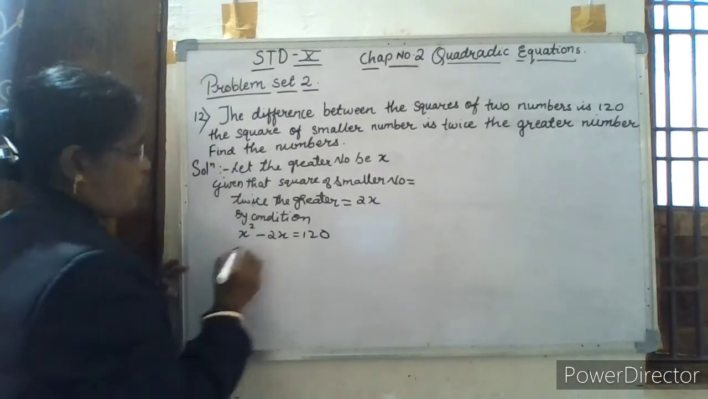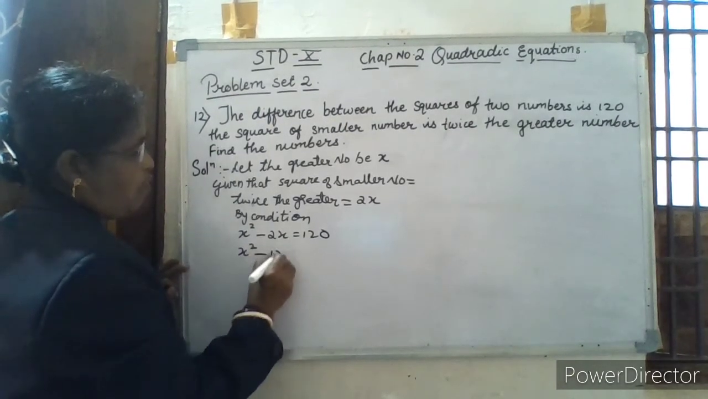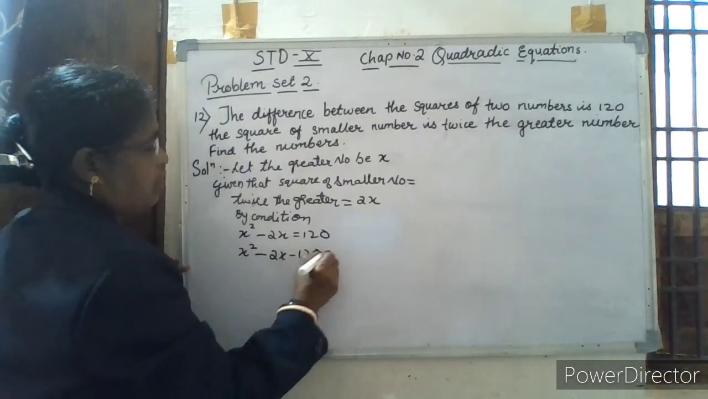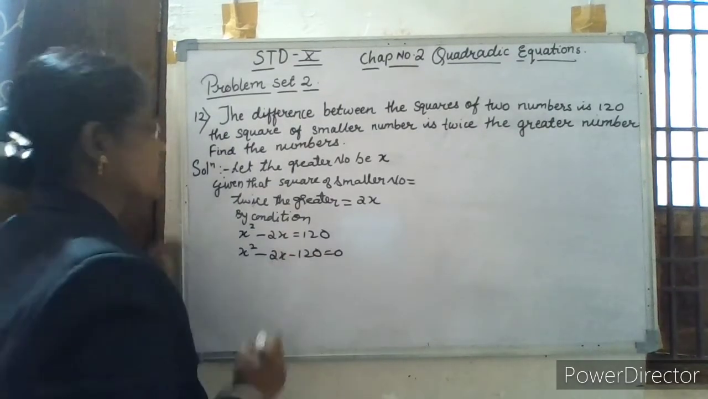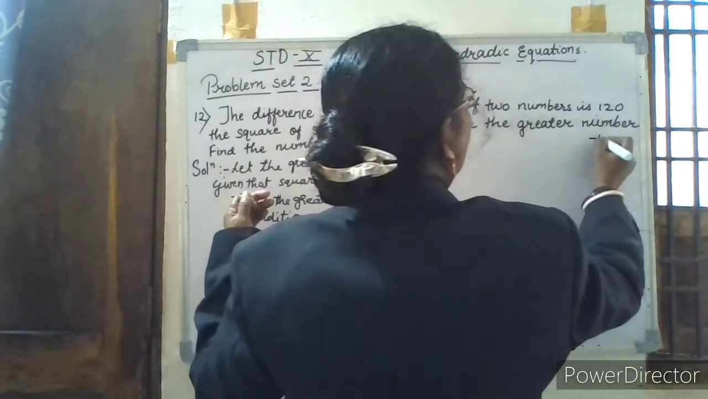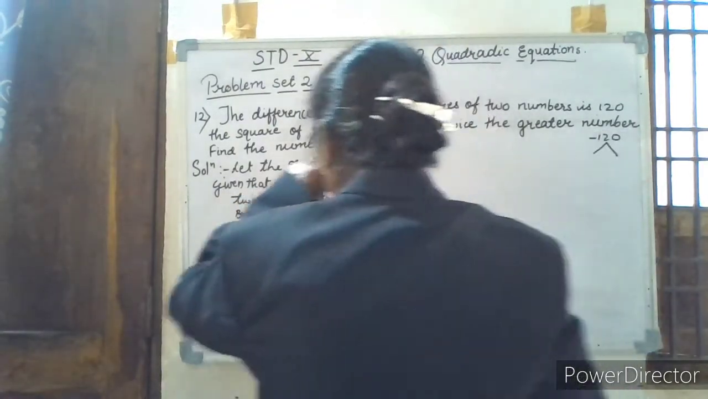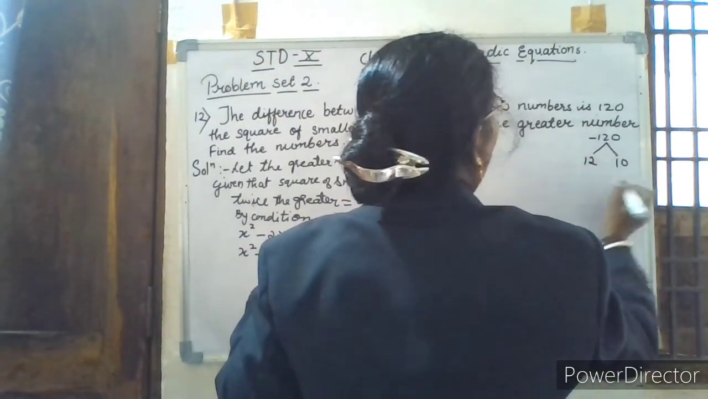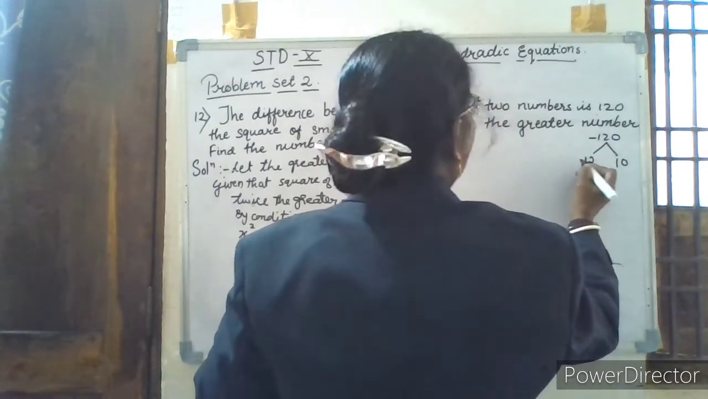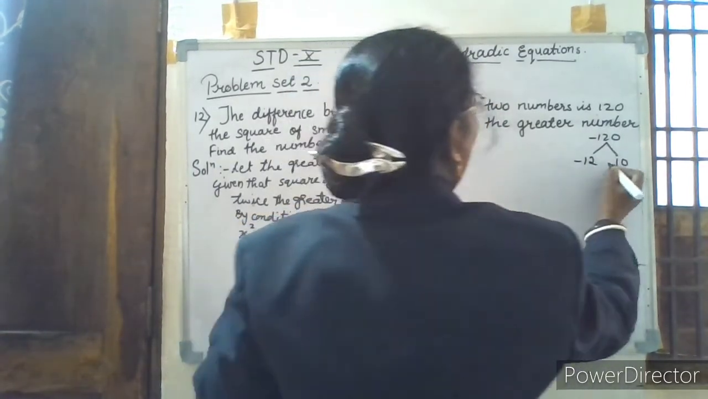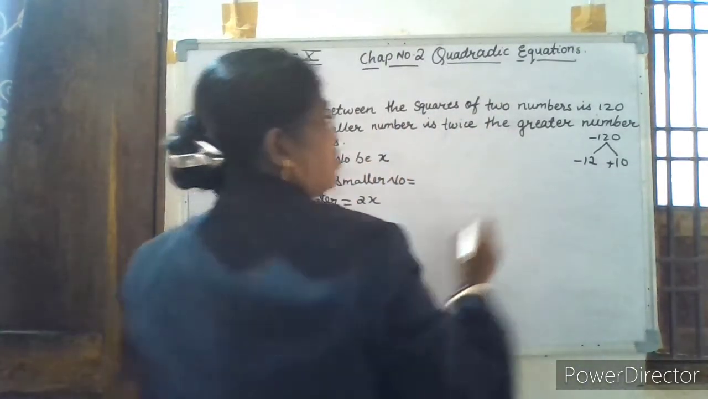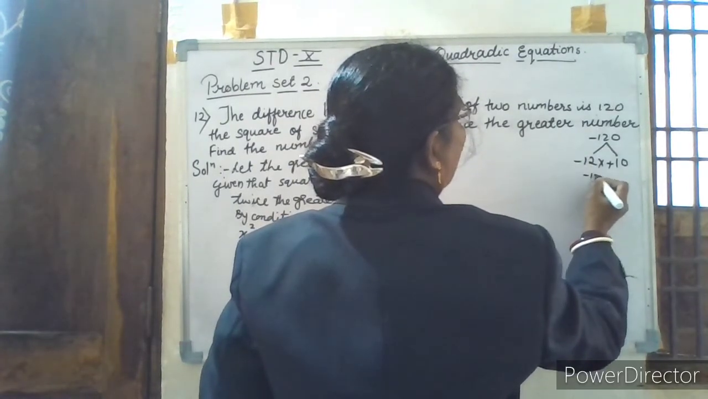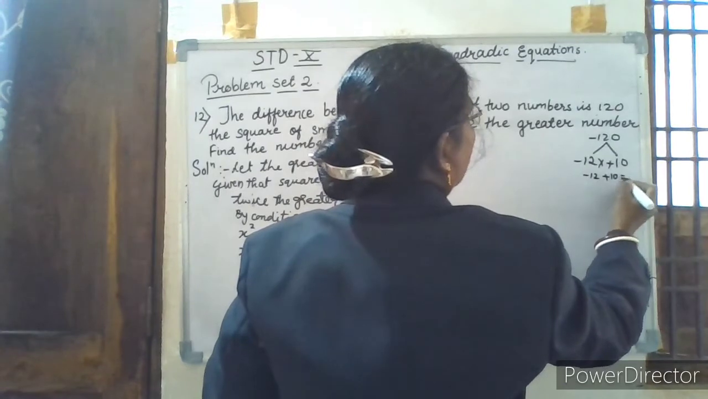Now form it into the general quadratic form: x squared minus 2x minus 120 equal to 0. Now you have to split minus 120. Factorize it to get the middle term as minus 2. So 12 tens are 120. If I put the greater number with the middle sign and the opposite sign to the next number, minus and plus, it is minus. If we simplify, minus 12 plus 10 is equal to minus 2.